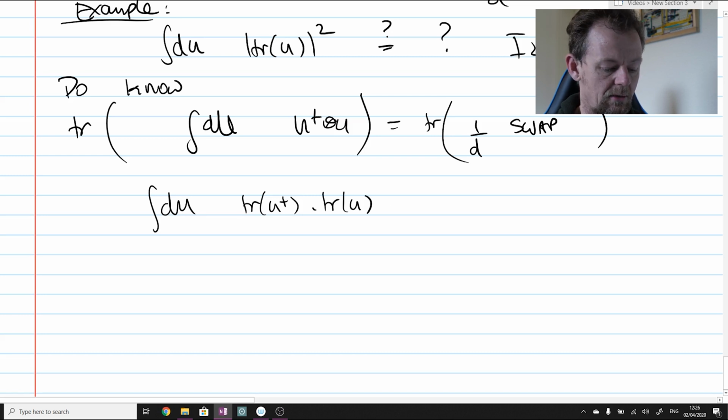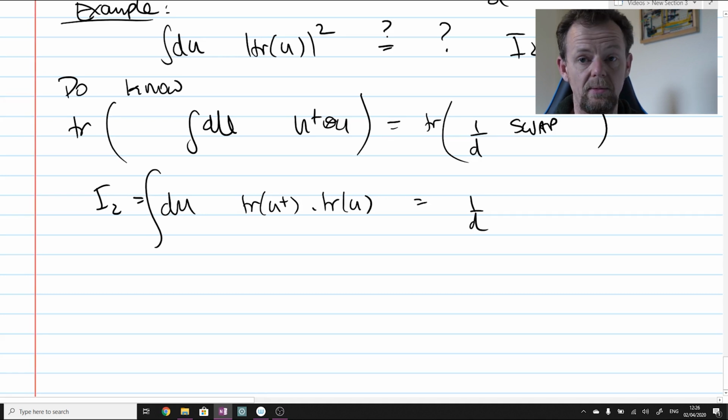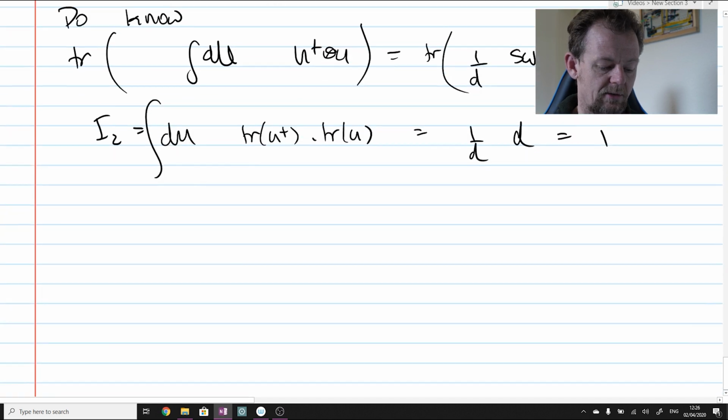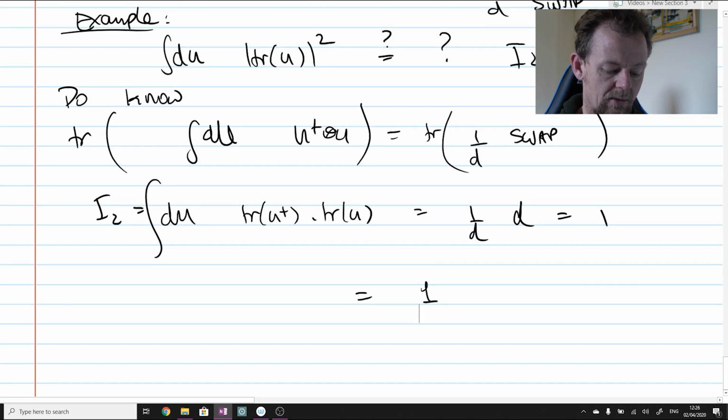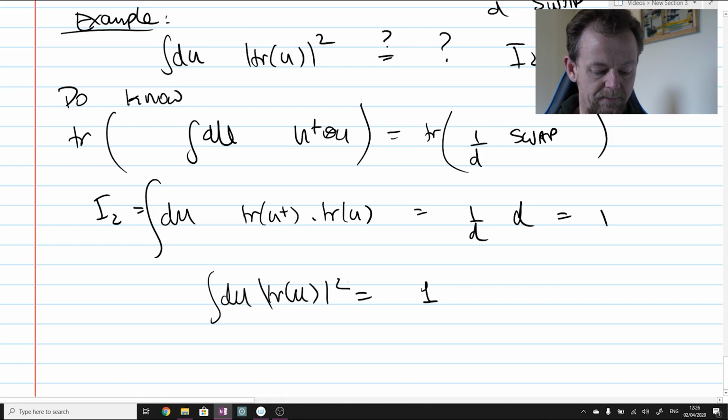We'll call this integral I2. So we've got that I2, this integral here on the left, is equal to 1 over d times the trace of swap. Now remember, the trace of swap is d, so that's just 1 on the right-hand side. So we have calculated that I2 is the trace of swap divided by d, or in fact 1. So that's how we can use this identity to compute the integral that we wanted to in the first place.